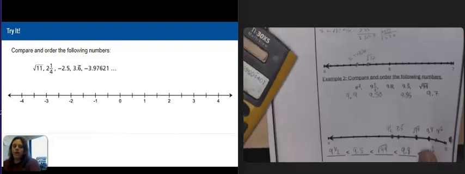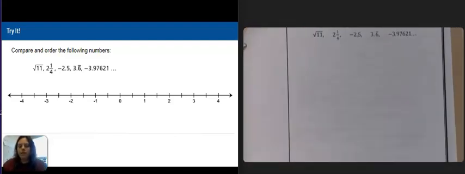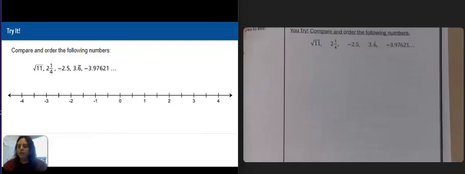Now it's your turn to try. Put these 5 numbers in order. Place them on the number line. Notice negative or positive. Pause the video, and then you can play the video when you're ready to see the answer.